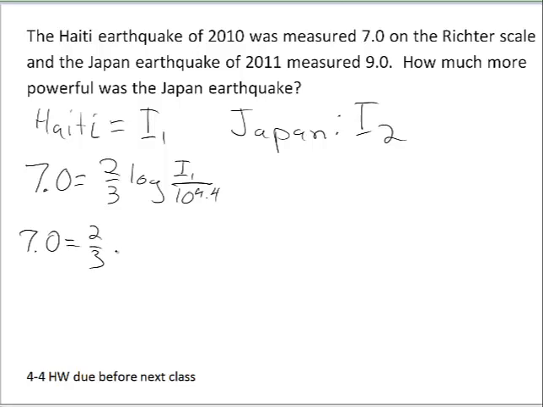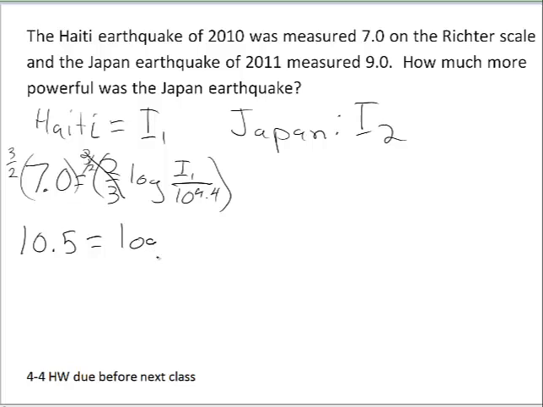Now, actually, before we get into that, I think I'm going to get rid of this 2/3. So let me back up a second. To get rid of this 2/3, what I'm going to do is multiply this whole side by 3/2. I'm going to multiply this side times 3/2. So these cancel out. 3/2 times 7 gives us 10.5.